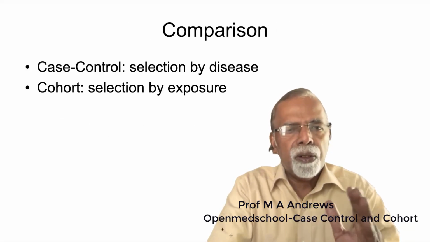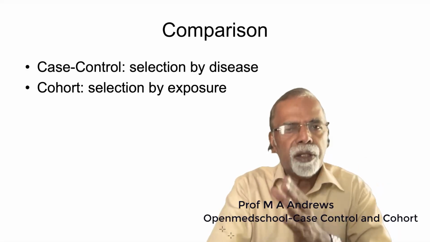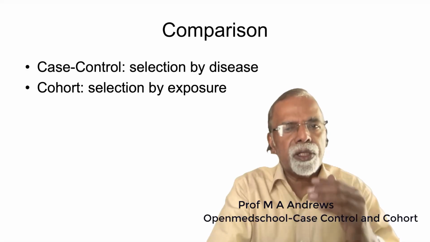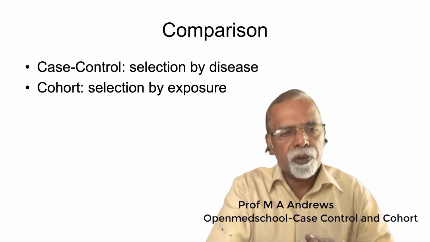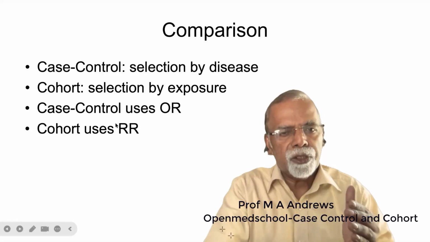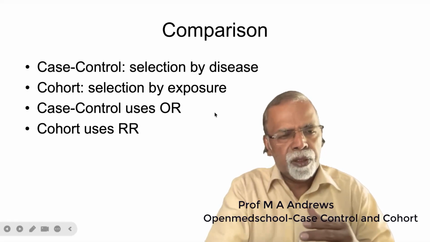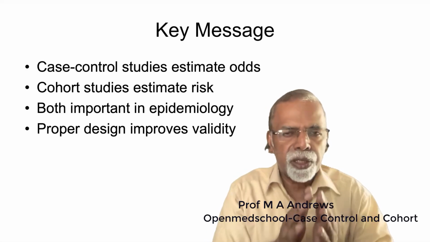So if you compare, case control is selection by disease, for example, carcinoma lung. These are the selected cases. Cohort study is selection by exposure, that is smoking, non-smoking. You divide into two groups depending upon the type of exposure. Again, case control uses the odds ratio. Many times it is intermixed. But in cohort study, ideally you should use relative risk. So key message: case control studies estimate odds, cohort studies estimate risk. Both are important in epidemiology. Proper design improves the validity of the study. Stay tuned for further videos on epidemiology. Thank you.